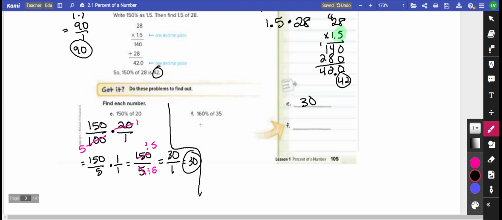Let's try letter F. We're going to do 1 and 6 tenths times 35. So 35 times 1 and 6 tenths. 6 times 5 is 30. 6 times 3 is 18. Plus 3 is 21. Put my placeholder of a 0. 1 times 5 is 5. 1 times 3 is 3. And add these up. 560.